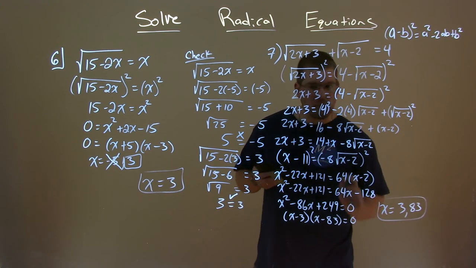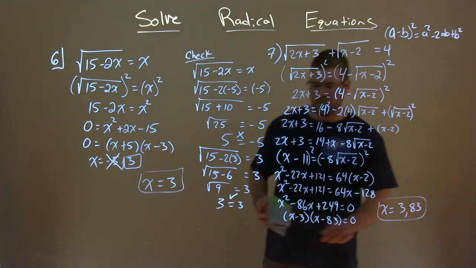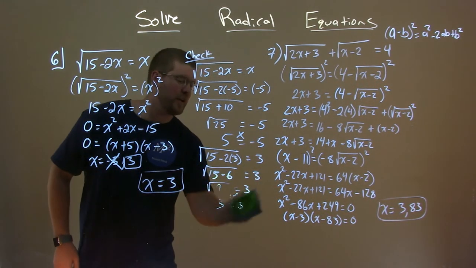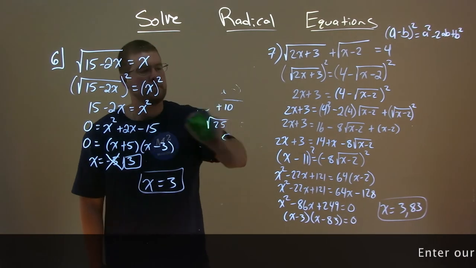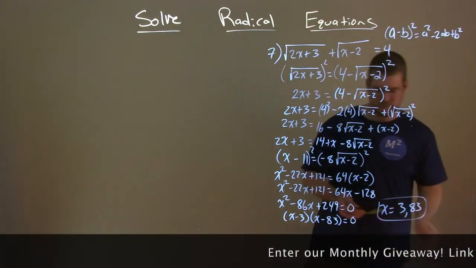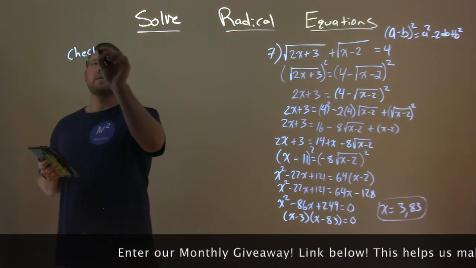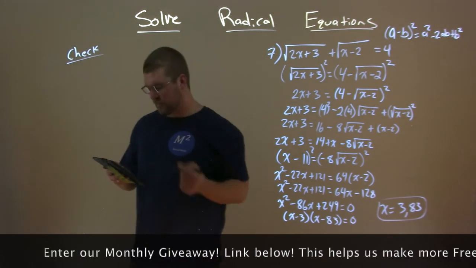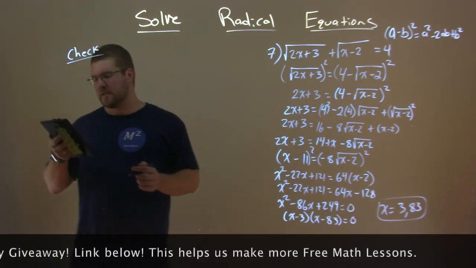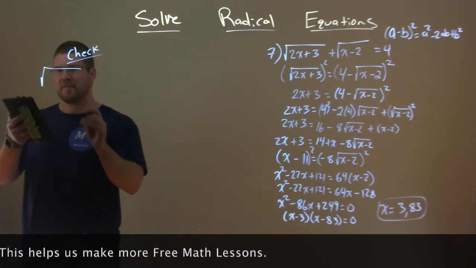Are we done? No, of course not. We have to check. So let me erase something here, and then we can check this to see if we have any extraneous solution. All right, so now we're going to check here. Over here, we got two values, 3 and 83. Let's go with 3 first. And this is the kind of painful thing about radical equations, that you always have to check.